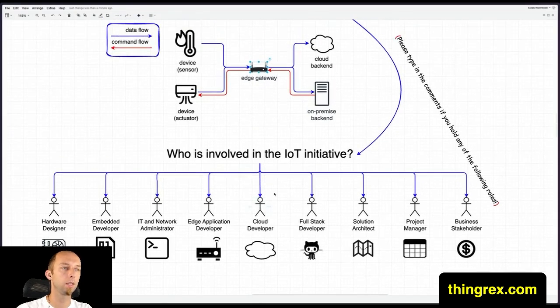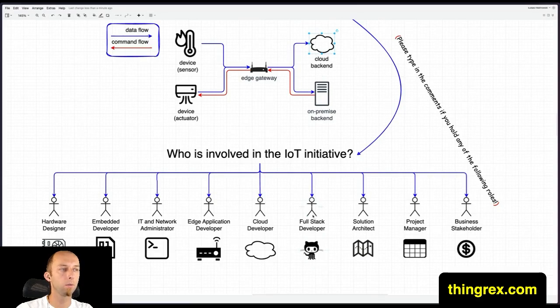Then we've got a cloud developer, someone that is responsible for establishing the cloud infrastructure, the cloud backend for our IoT system. That person needs to know some things that are specific to IoT, and we will cover them later, and some things that are not necessarily that specific to IoT, but are basically about creating a secure backend infrastructure.